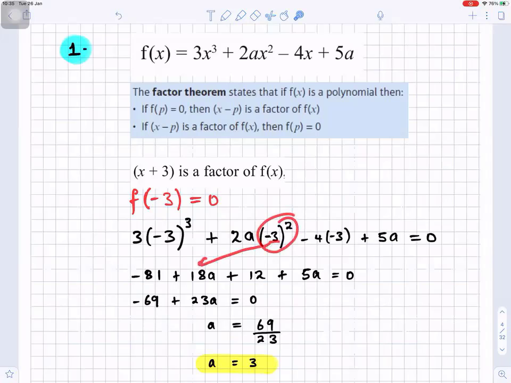9 times 2 is 18, that gives you 18a. Minus 3 times minus 4 is 12. So minus 81 plus 12 gives you minus 69. 18a plus 5a gives you 23a. So minus 69 goes to the right, it becomes plus 69. Times 23 goes to the right, it becomes divided by 23. So 69 divided by 23 is 3. So a equals 3.